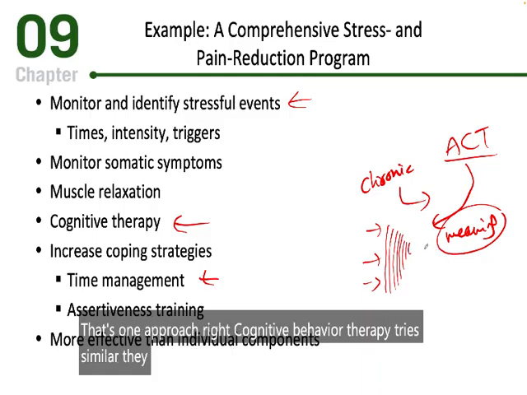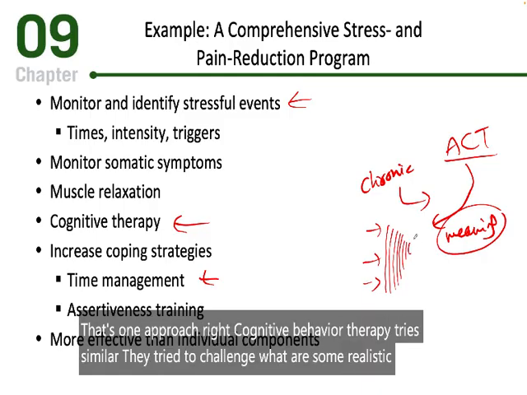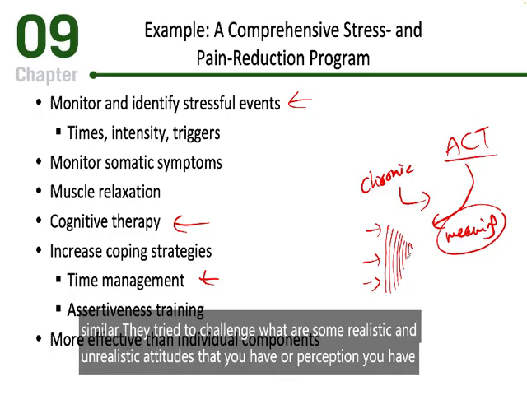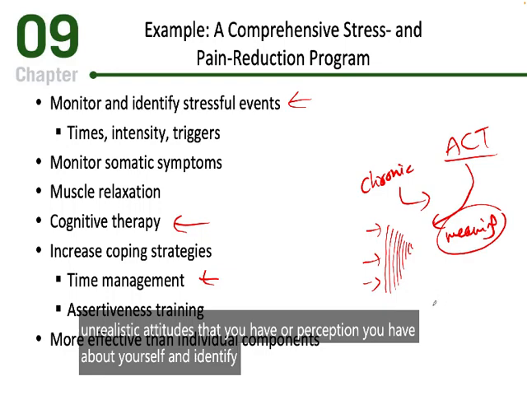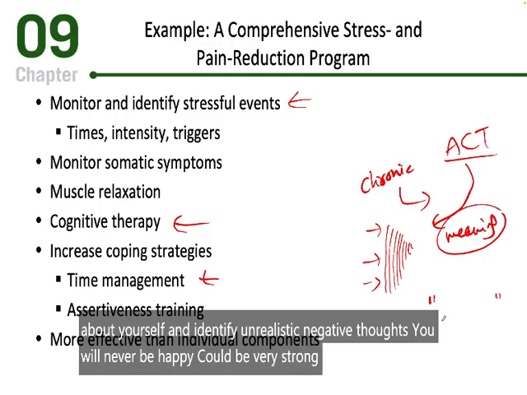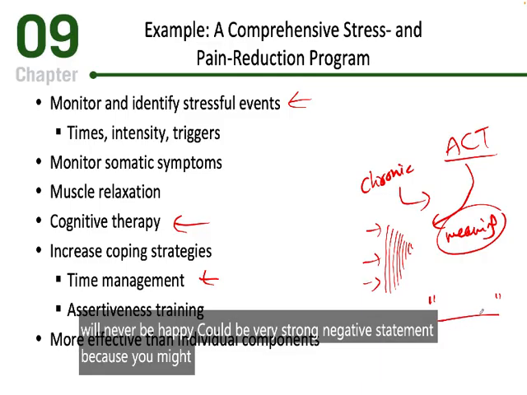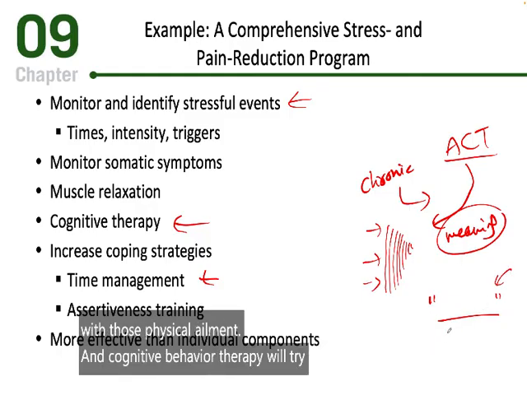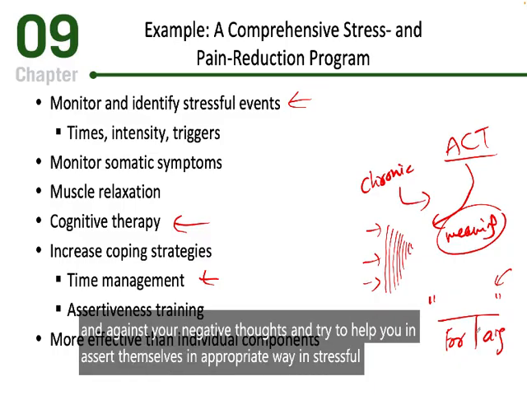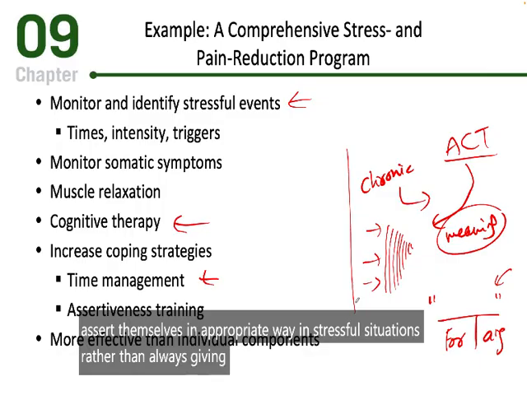They try to challenge what are some realistic and unrealistic attitudes that you have or perception you have about yourself, and identify unrealistic negative thoughts. "You will never be happy" could be a very strong negative statement, because you might have enjoyed times with those physical ailments, and cognitive behavior therapy will try to find evidence for and against your negative thoughts and try to help you assert yourself in appropriate ways in stressful situations, rather than always giving in or taking a lot.